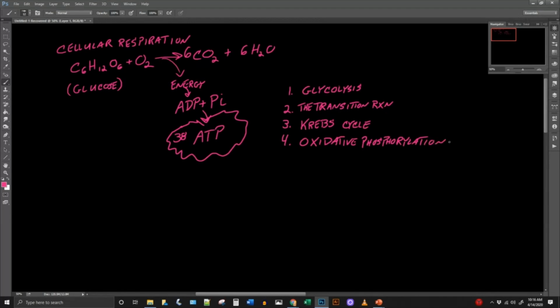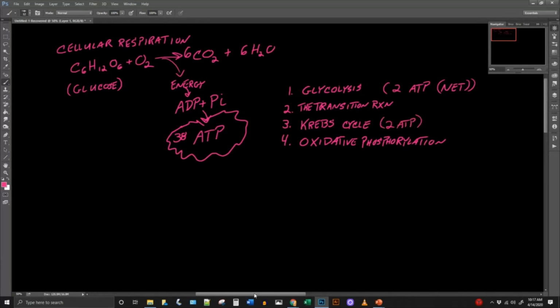Okay. Now, you get ATP from several of these reactions. In glycolysis, you get 2 ATP net. Net because you have to invest 2 ATP at the beginning of glycolysis, but then you get 4 back out. So overall, you end up with 2 more ATP than you started with, so 2 ATP net. The transition reaction doesn't give you any ATP, but it does give you NADH, which then can be used in oxidative phosphorylation. The Krebs cycle gives you 2 ATP.